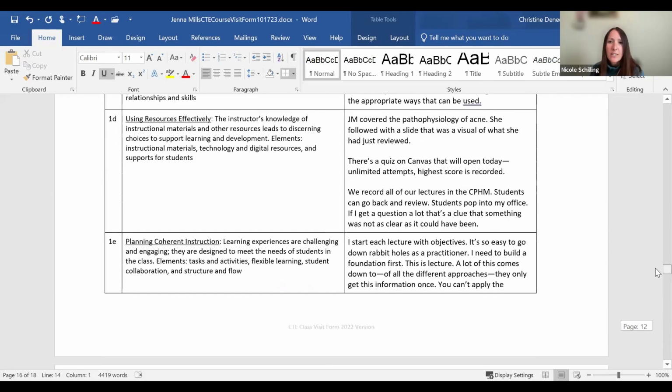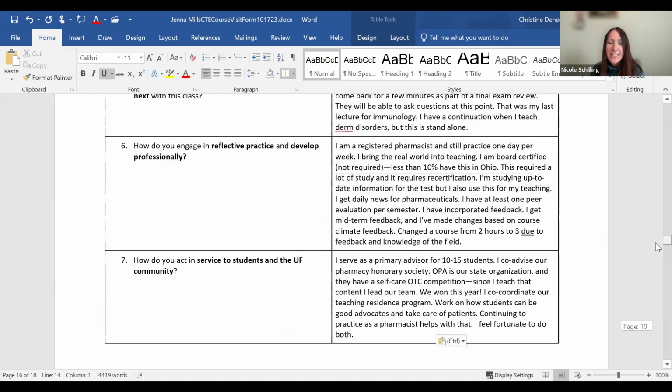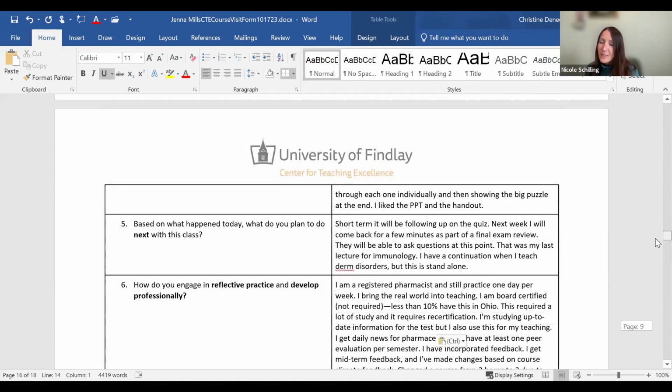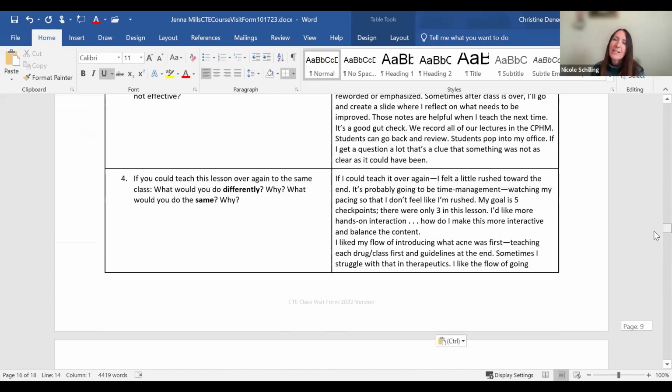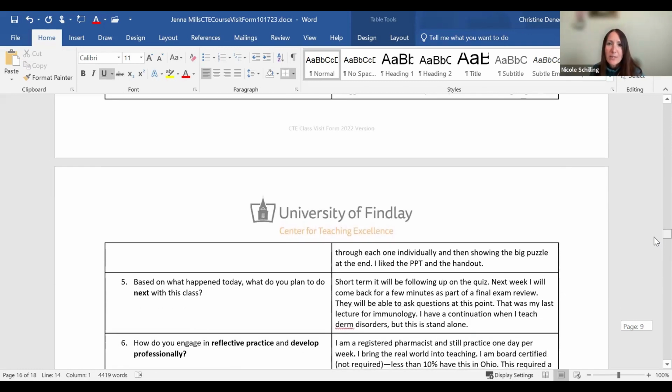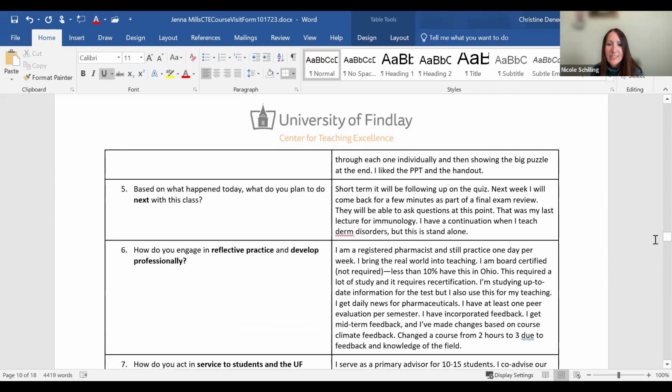She's rocking the reflective practice. Sometimes you'll have a lot of evidence like she does, and then some, you have to ask them a little bit more about the reflective practice. It just really depends on the person. Right. Okay, based on what happened today, what do you plan to do at the next class? Short term will be a quiz. I'll come back a few minutes for final exam review. Derm disorders. And then the next one, how do you engage in reflective practice and develop professionally?